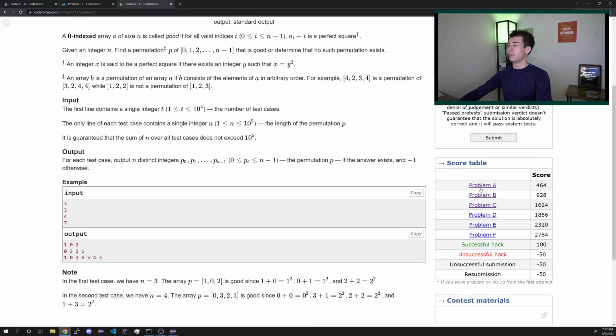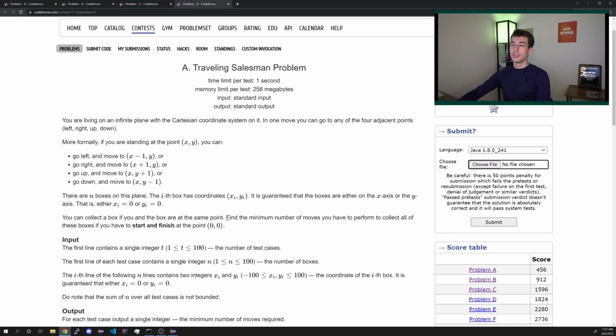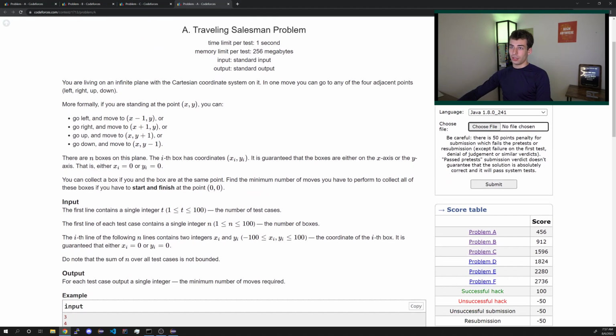Okay, let's go look at what the heck is up with this. You're living in this Cartesian, you can go in 4 directions.